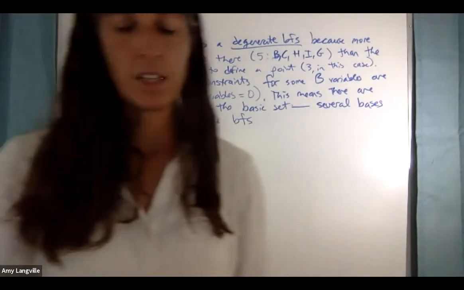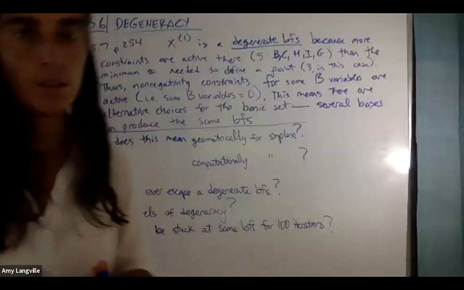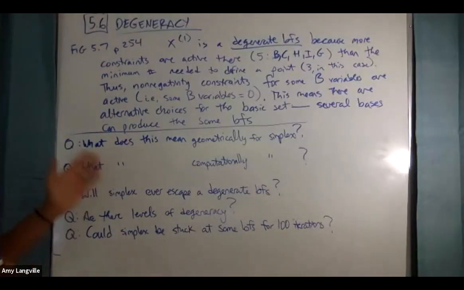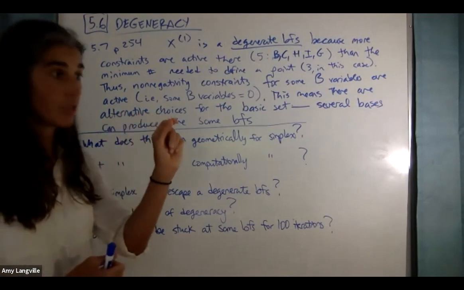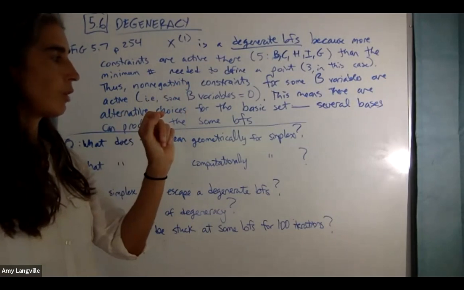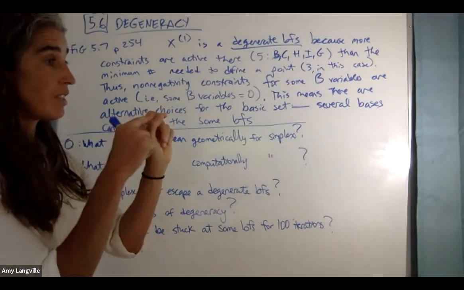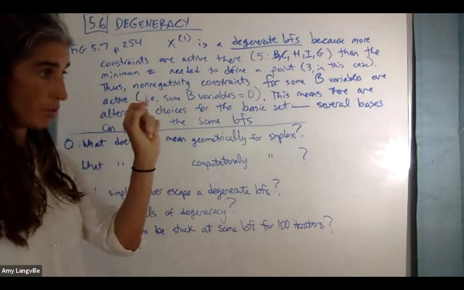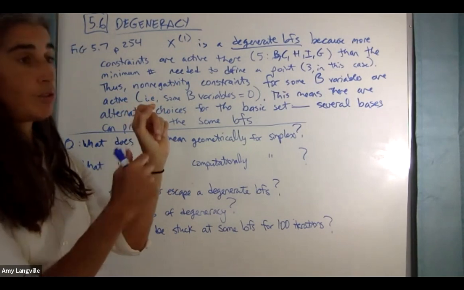Okay, so we're going to think about this in terms of a few questions. So I'm going to pause and put a few things on the board. Okay, let's think about degeneracy with respect to these questions. What does degeneracy mean geometrically for the simplex? So we're at some basic feasible solution. We have a direction, and it turns out though that there's several bases that represent the same basic feasible solution. So we're going to have an entering variable, a leaving variable, get a new basis.